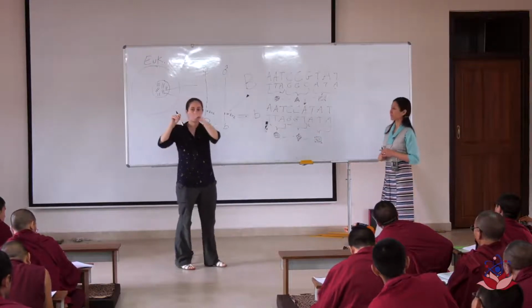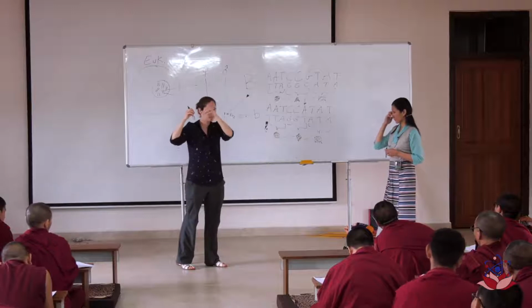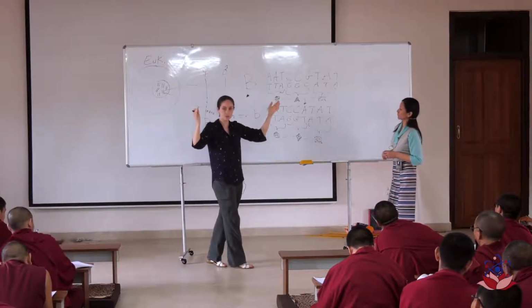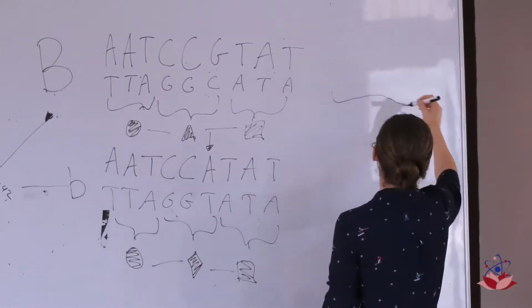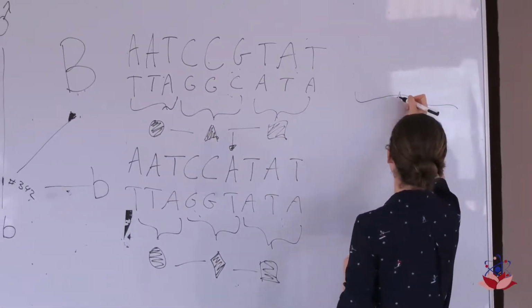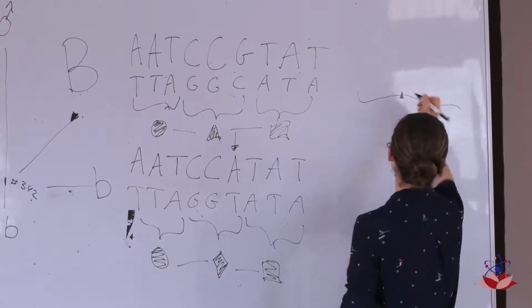Well, this will make many amino acids linked together, right? 200, let's say, to make our protein. So we could represent it like a big string, and perhaps here is our triangle.